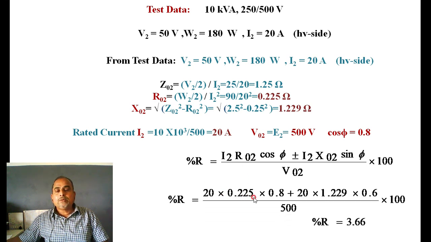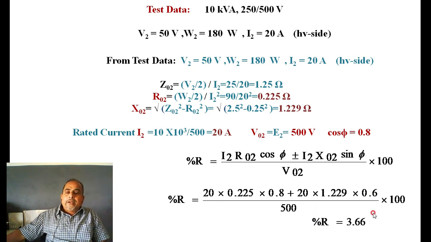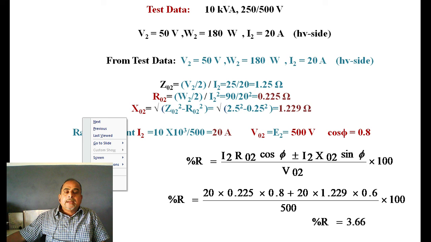20 into 0.225 into 0.8 plus 20 into 1.229 into 0.6, divided by 500, into 100. I am expressing the regulation in percentage, so I am multiplying by 100. Therefore what I am getting is 3.66. This is how you have to calculate the efficiency and regulation of the transformer from the data of the back-to-back test or Sumpner test.